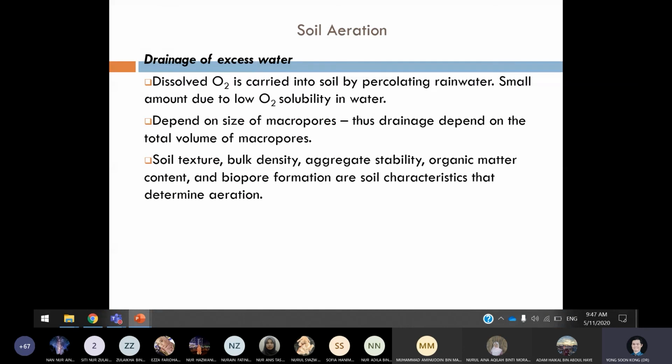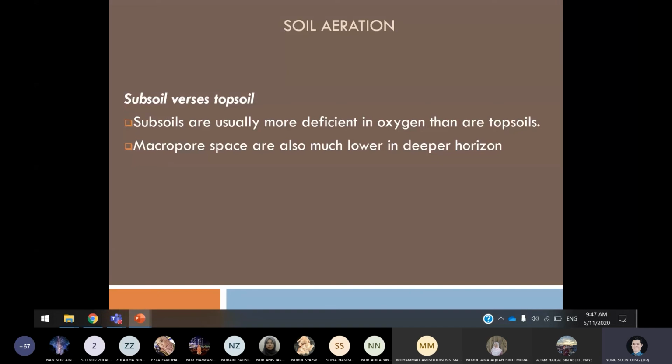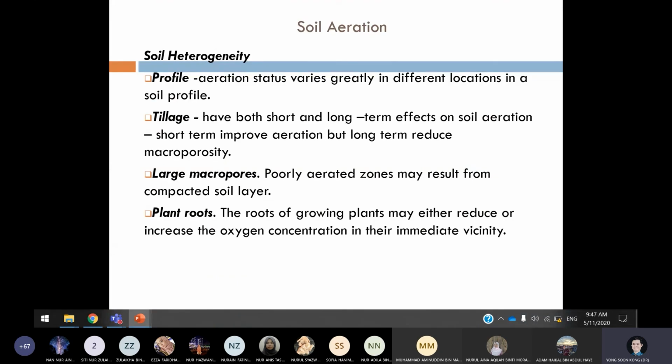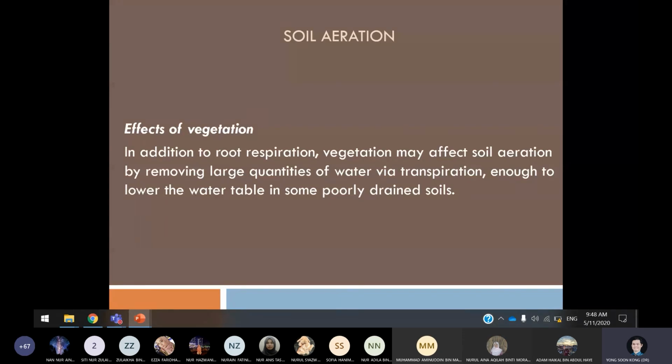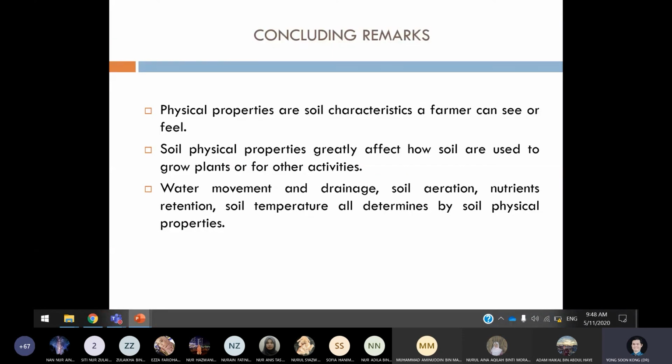I think I'll skip through, because a lot of things I already explained. I know you can read it yourself. For the sake of today's lesson and your focus, I think I'll just move through. You will read it yourself. Aeration is still important, but because I've already explained it so many times earlier, I will not repeat myself. And I will go straight to the concluding remarks.